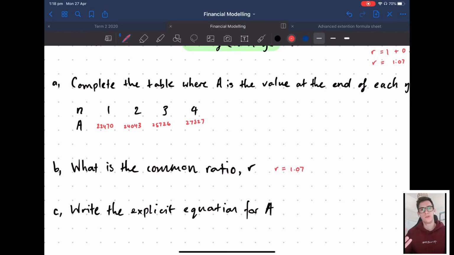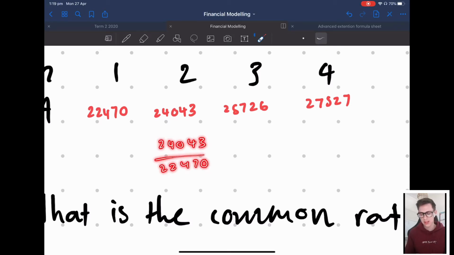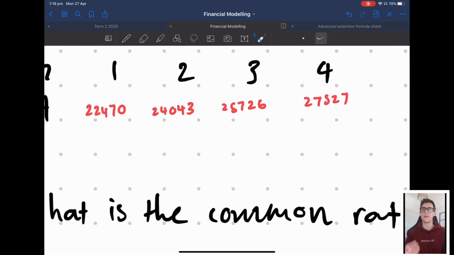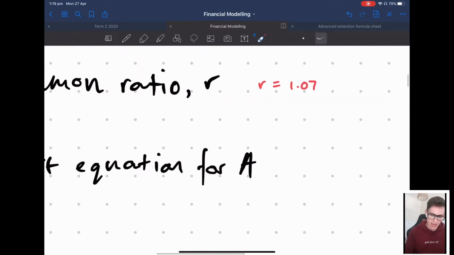Now, another way that you could find that if that didn't click for you is you could grab any term and divide it by the term before it. Remember that formula we did at the start? And if you did that, you are going to get our common ratio, 1.07. So there's another method as well. So we've got our R. We know our A was 21,000.